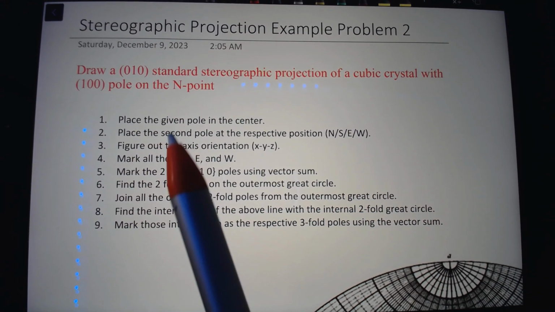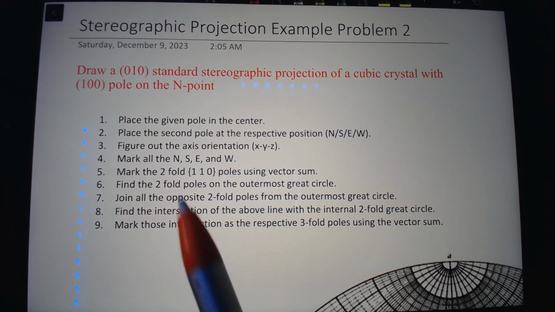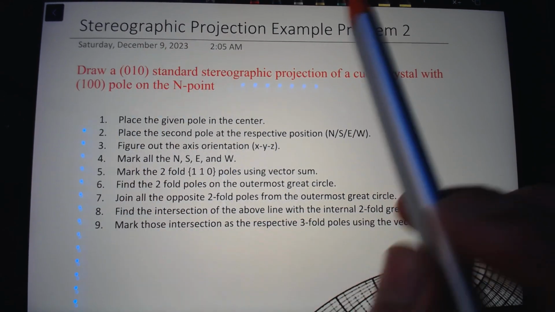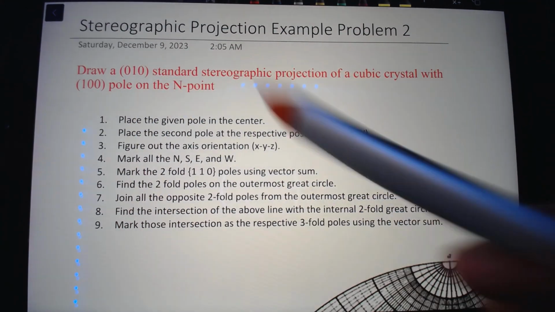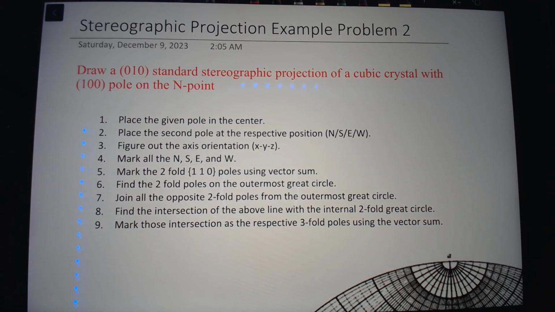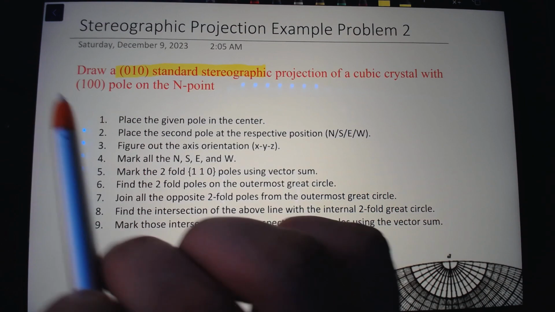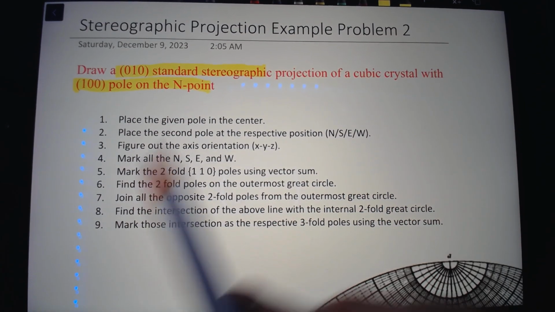Here I have listed out the steps that we did one by one in the previous example, and in this example we're just going to follow the steps and get to all the results. So let's look at the question real quick. We have to draw a standard stereographic projection for 0 1 0, and the other pole that is provided to us is 1 0 0 on the north point.